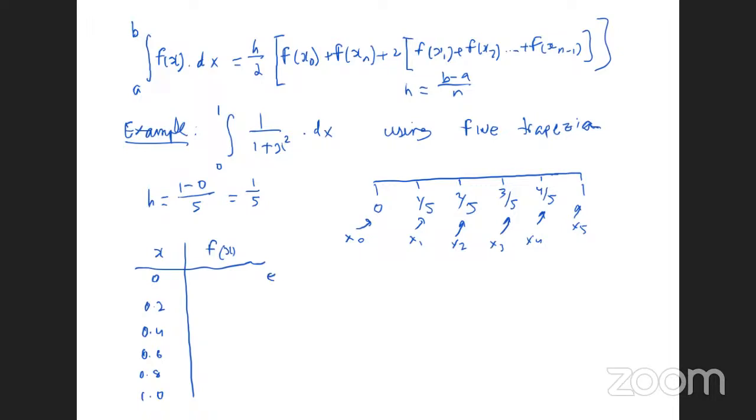Well, all I have to do is put 0 in f of x, and I'll get 1. Then put 0.2. So this is 1 over 1 plus 0.2 squared. And then you work it out. I don't have a calculator. I'm using a book for this example. So I'm just using what he has. 0.96. I'm just rounding it off. That's three significant figures.